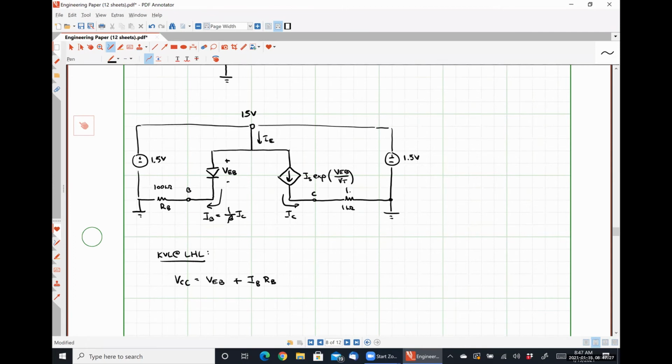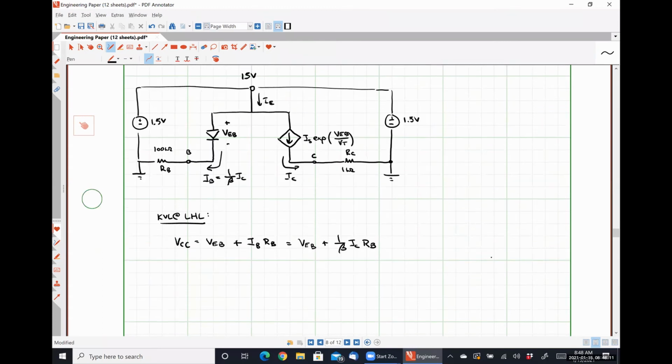I'm calling this guy RB and this guy RC, which I could write as VEB plus 1 over beta IC RB. So everybody okay with this equation? I'm simply saying that the 1.5 volt drop is equal to the voltage drop over that diode, VEB, added to the voltage drop over that 100 kilo ohm resistor, which is IB times that resistor value, and I'm expressing IB in terms of my collector current, IC.